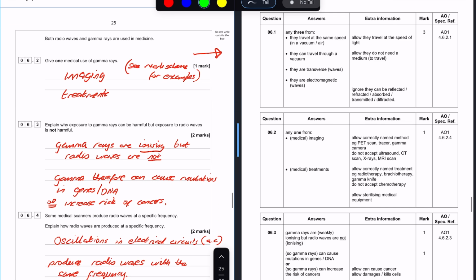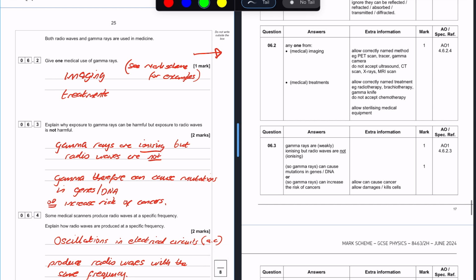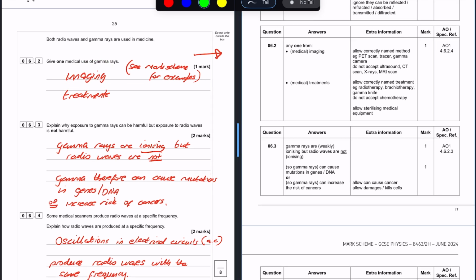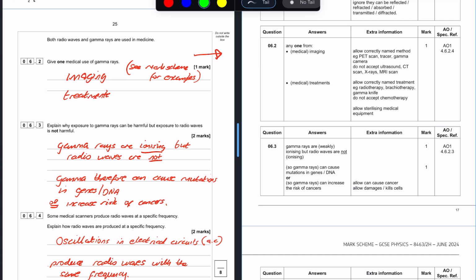Okay, 6.2 says this: both radio waves and gamma rays are used in medicine. Give 1 medical use of gamma rays, and I want you to say imaging or treatment. Now if you look over here at the mark scheme, there's some other examples. You can give specific medical imaging answers, so PET scan, tracer, gamma camera, but you can't say ultrasound, CT scan, x-rays, MRI, because they don't use gamma.